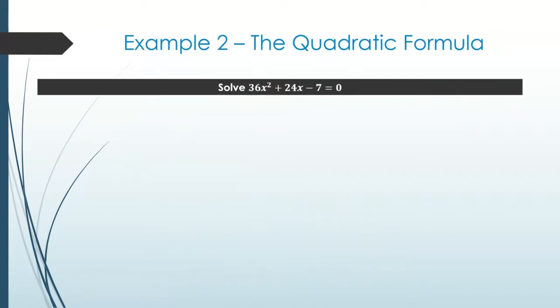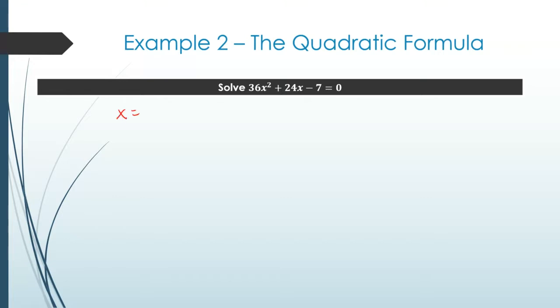Now, here's my next example of the quadratic formula. And this one you're going to want a calculator because we've got numbers like 36 and 24, and multiplying and all that kind of stuff is going to be quite large. So I'm going to start once again by writing down the quadratic formula.